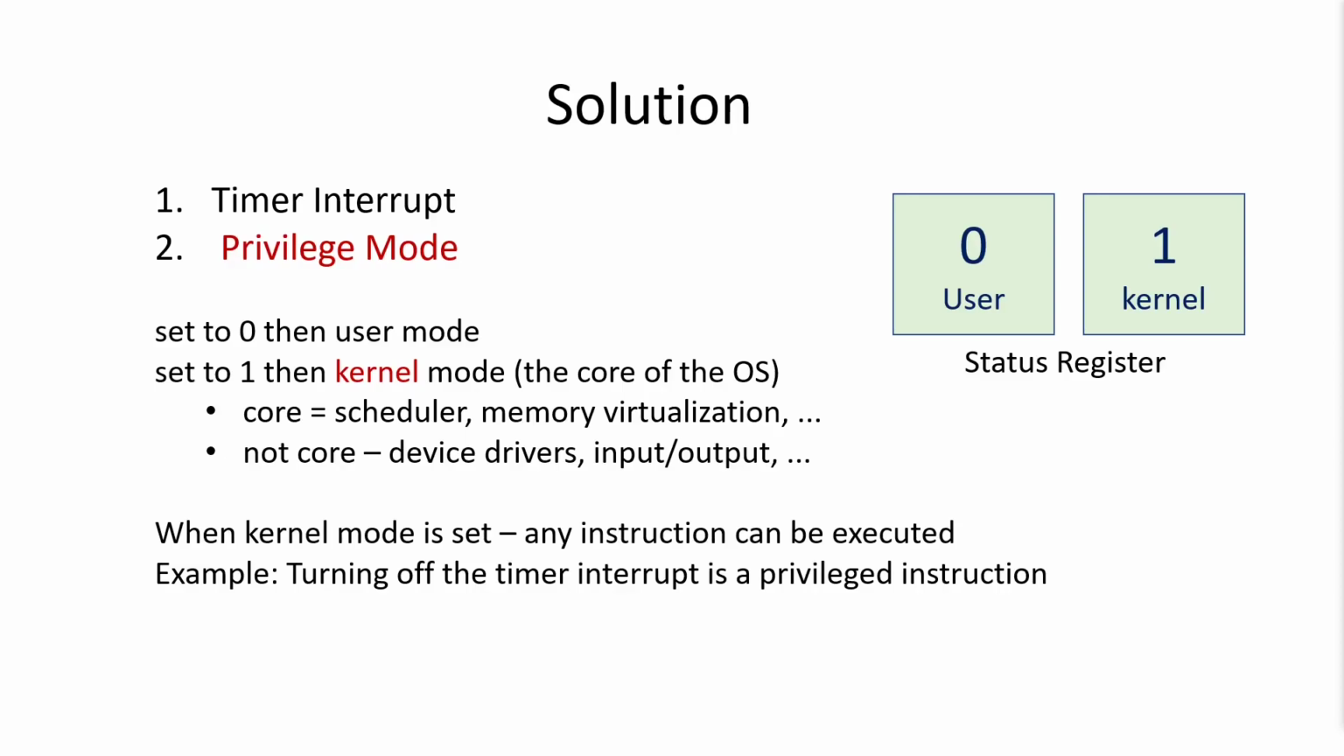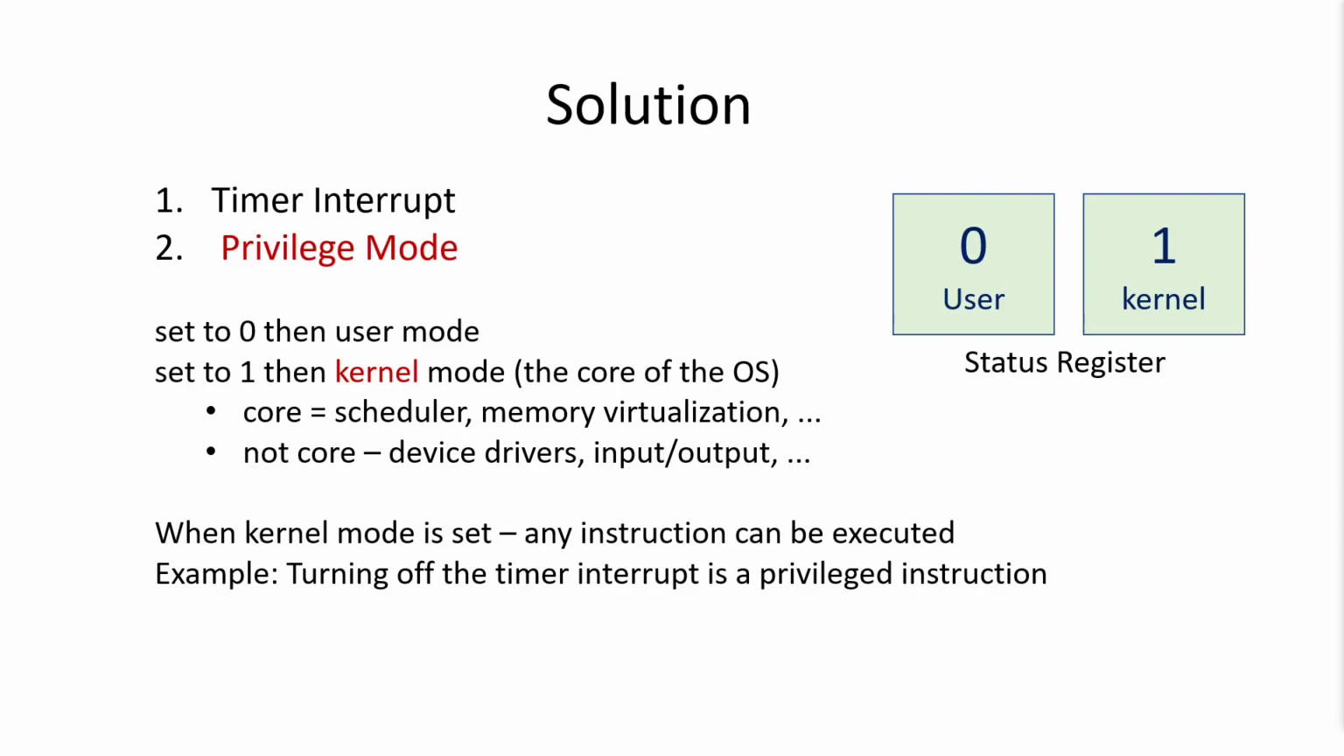So what we're going to do is actually prevent the user from switching off the timer by instituting one more hardware solution. This is known as privilege mode. The idea is here we're going to have a status register that's going to have a bit that either says, if it's set to 0, we're in user mode. If it's set to 1, this is going to be known as kernel mode.